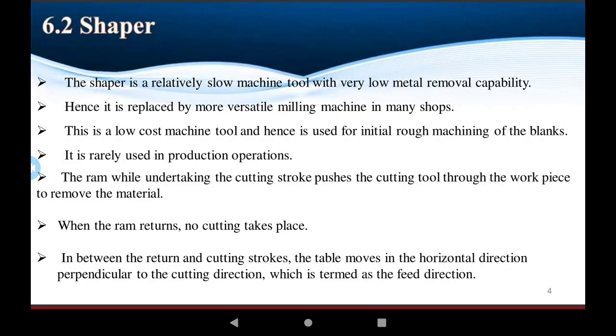With this machine, the tool cuts the metal in the form of chips, and it achieves a very smooth surface on the workpiece. Hence, it has been replaced by the more versatile milling machines in many shops.